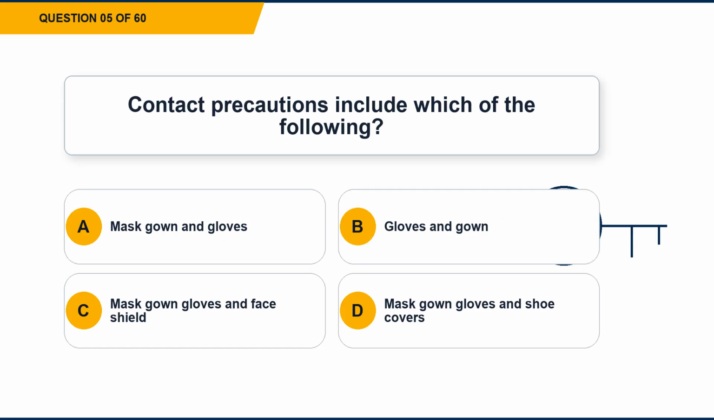Question 5. Contact precautions include which of the following? Option A. Mask, gown and gloves. Option B. Gloves and gown. Option C. Mask, gown, gloves and face shield. Option D. Mask, gown, gloves and shoe covers.